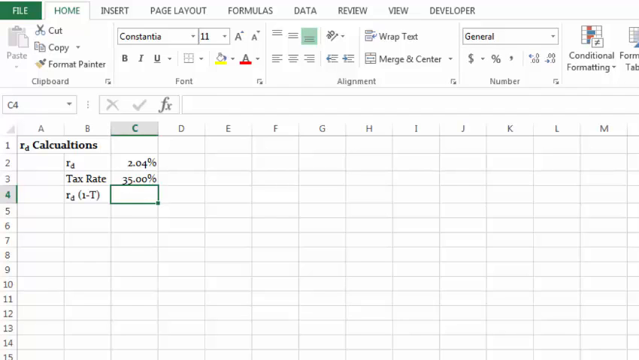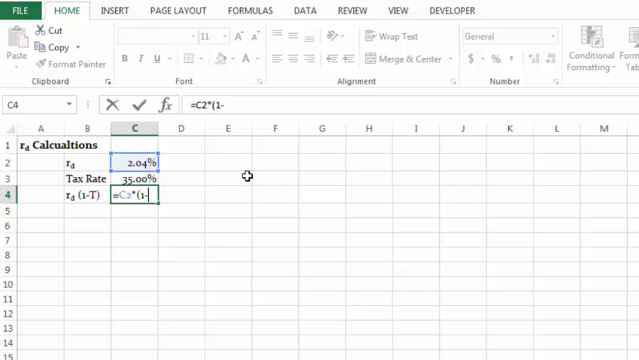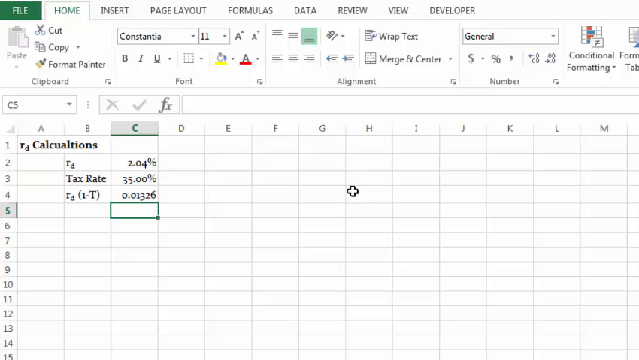And my R sub D times 1 minus T is equal to 2.04 times (1 minus T). Whenever I watch these videos afterwards, it kind of irritates me that I have that cell pointer on top of those, so I'm having to move it now. So I need to change that to percent. And my after-tax cost of debt is 1.33%.